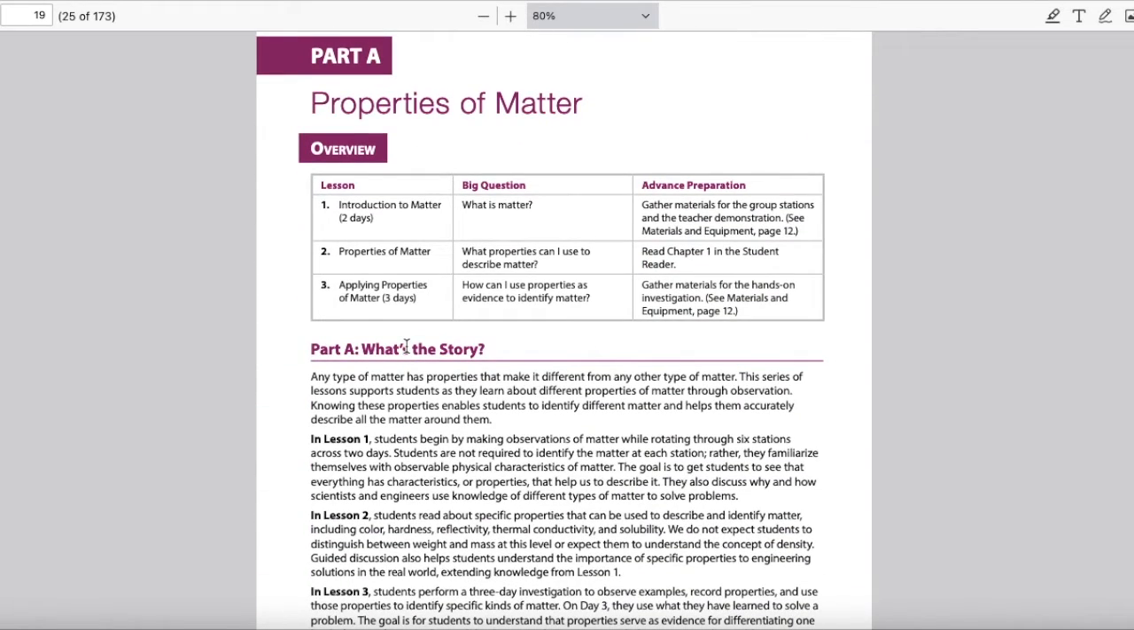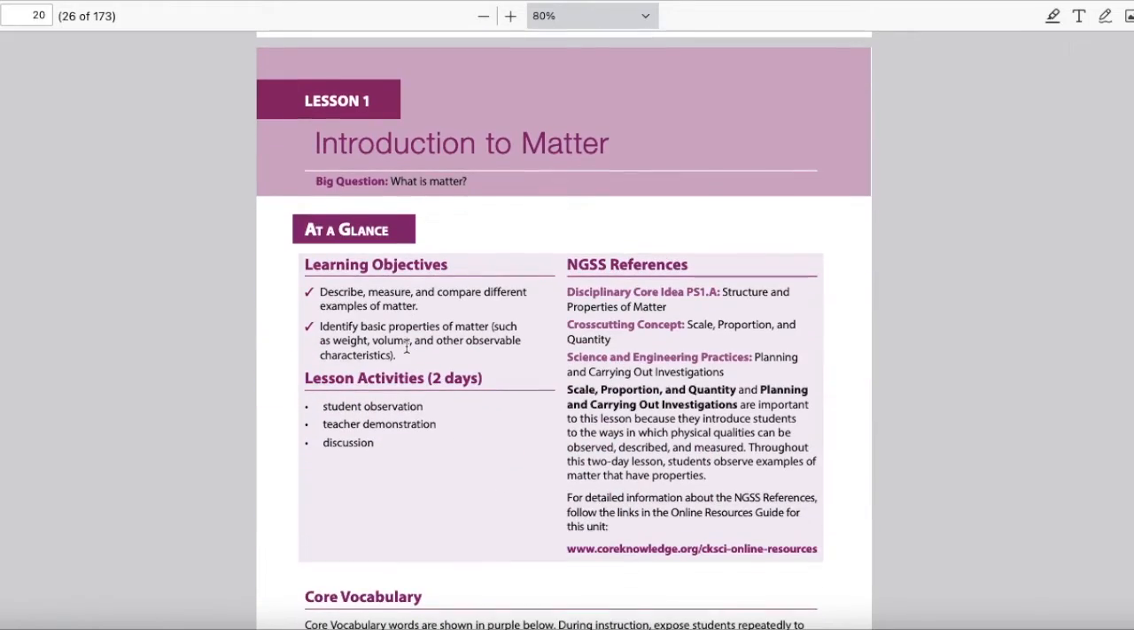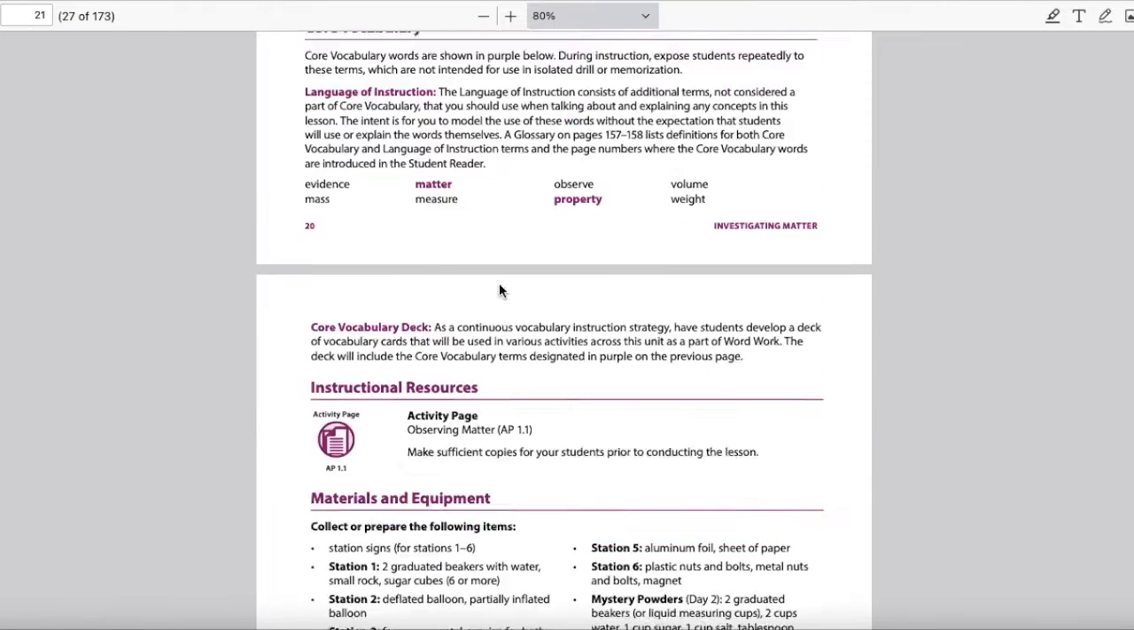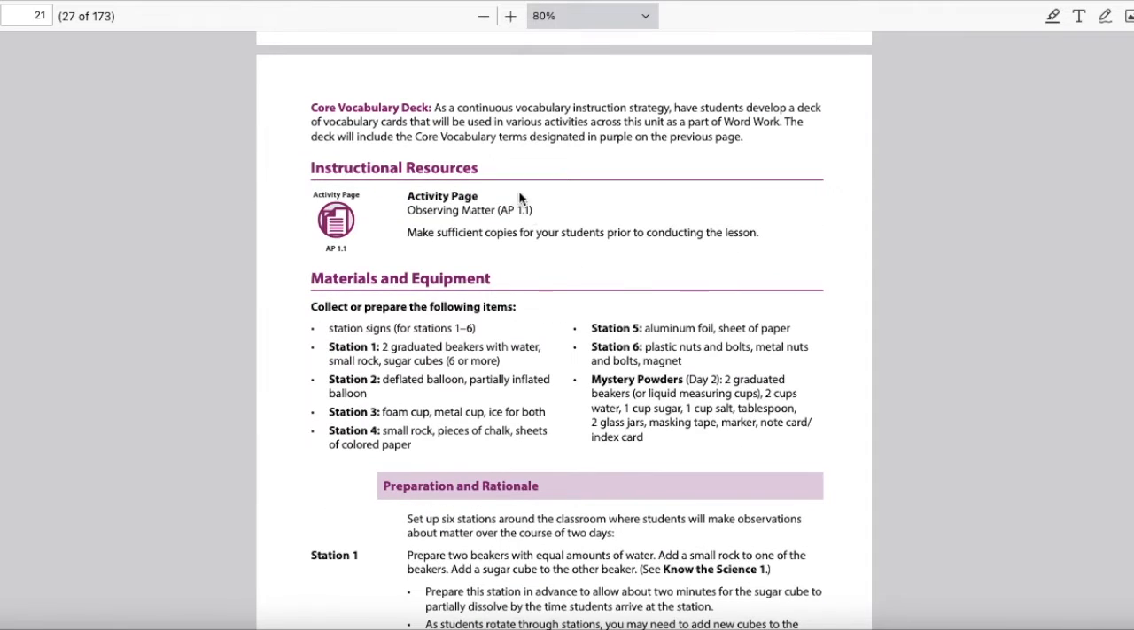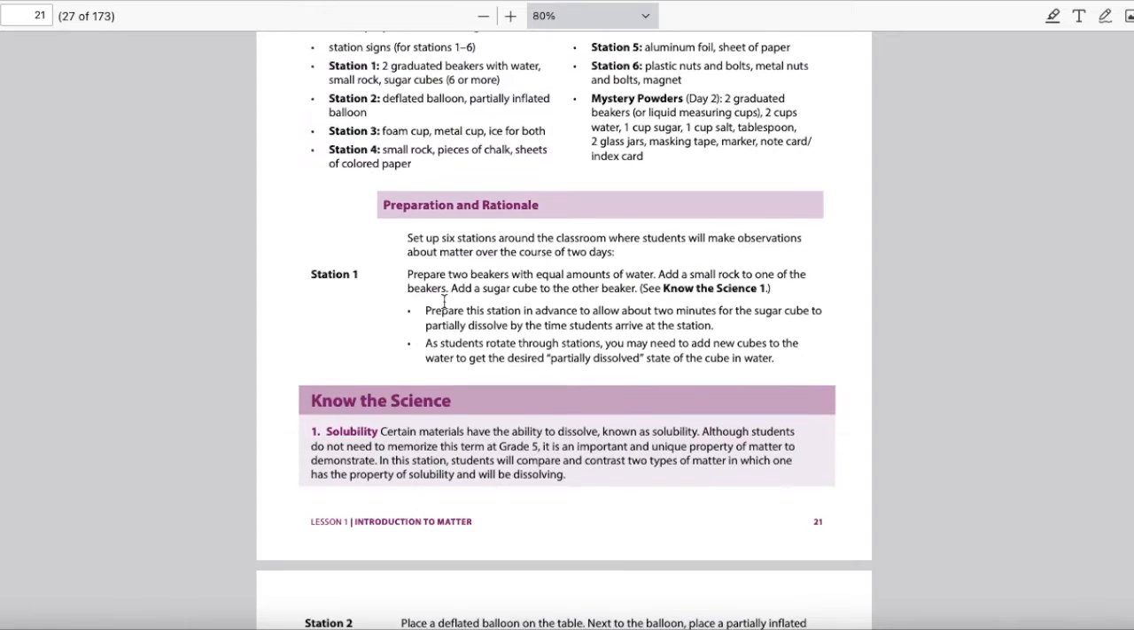So it's going to give you an overview of what you're going to be starting with. Lesson 1, Introduction to Matter. You're going to have vocabulary. It's going to tell you what activity page you're going to need, any materials, because there are some things where you're having the demonstrations set up for the kids to do when they get into class, which I think is really reminiscent of what you would see in a classroom setting, that you're actually conducting demonstrations or experiments with the kids, and it'll tell you different stations.